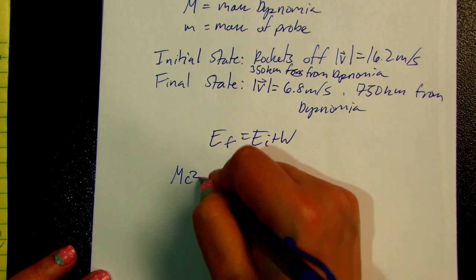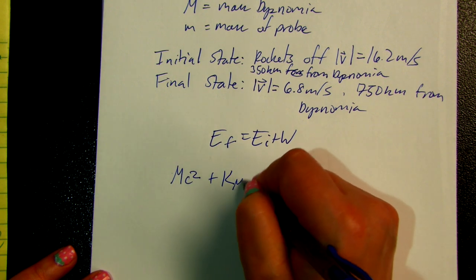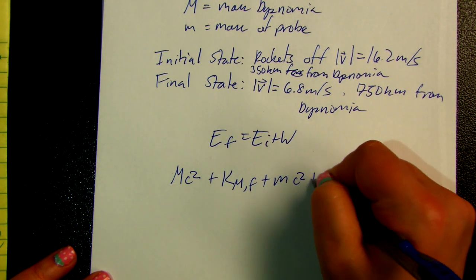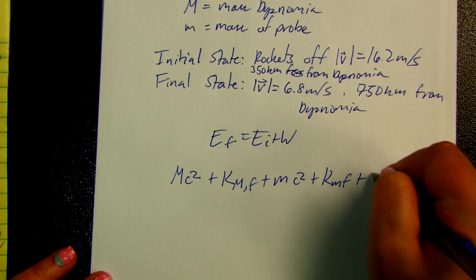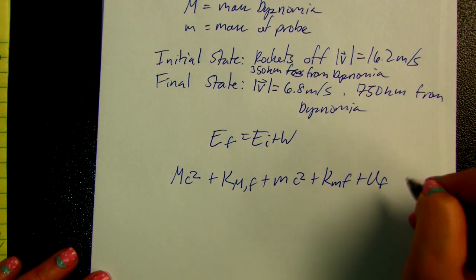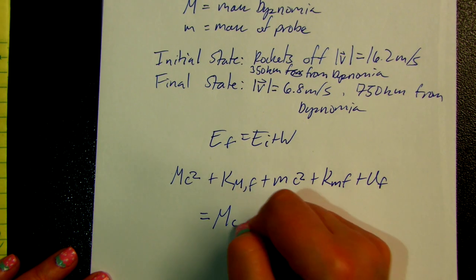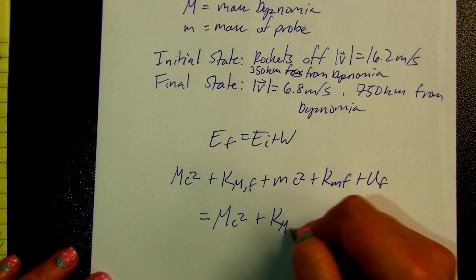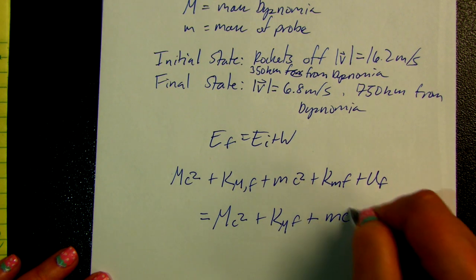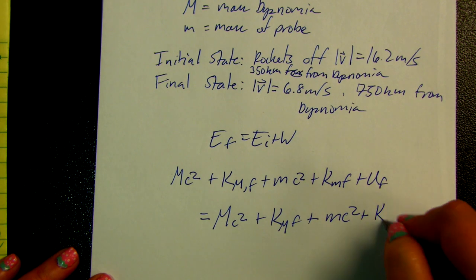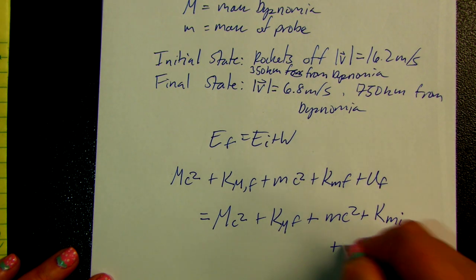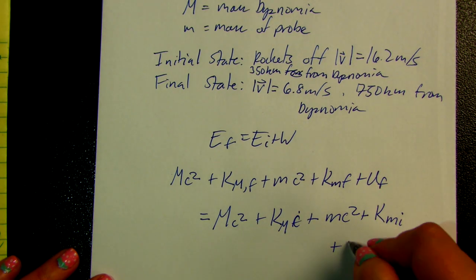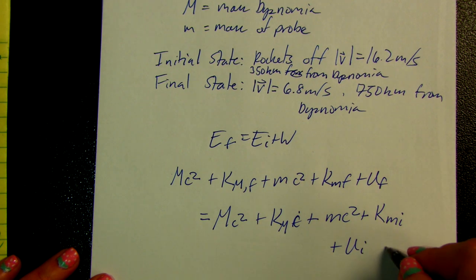So we have mc squared plus kinetic energy of Dysnomia final, plus mc squared for the probe, plus kinetic energy of the probe final, plus the potential energy between the two objects final, is equal to mc squared plus kinetic energy of Dysnomia initial, plus little mc squared plus kinetic energy of our probe initial, plus initial potential, plus work.